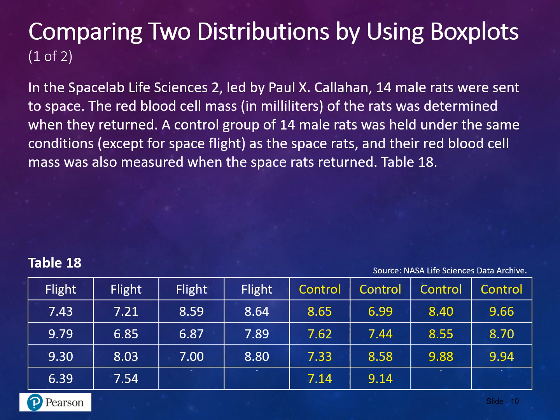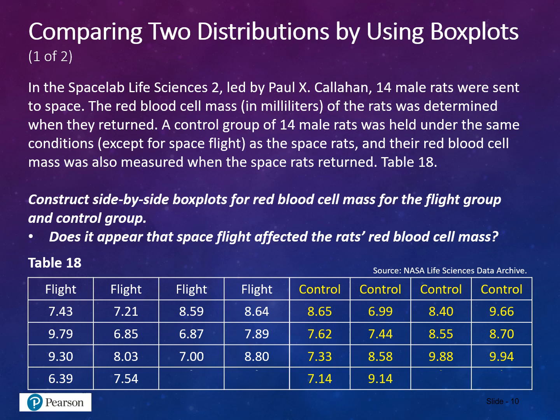Flight is on the left in white. Control is on the right in yellow. So we want to construct side-by-side box plots for the red blood cell mass for the flight group and control group. Does it appear that the space flight affected the rats' red blood cell mass?